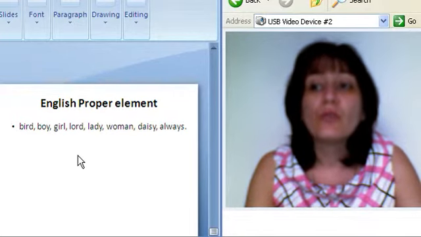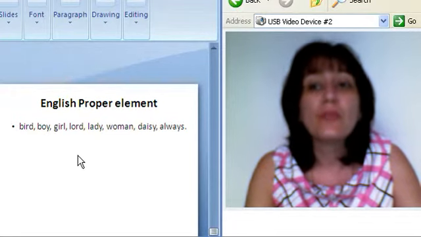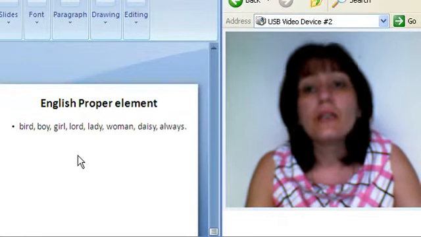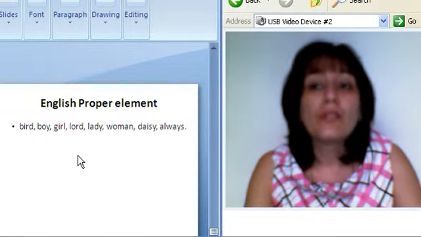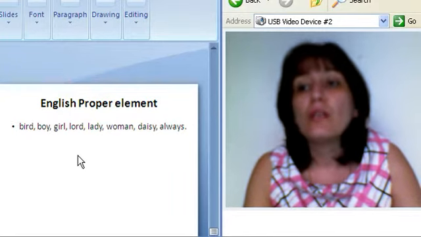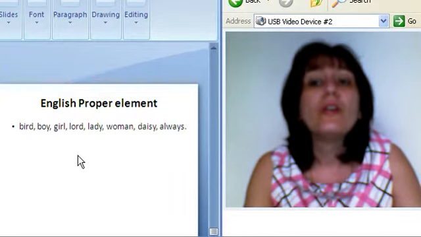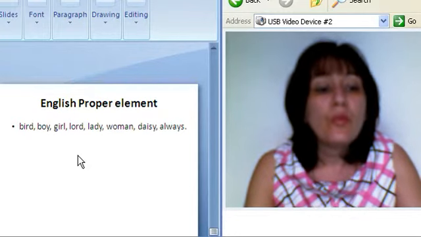For example, star, it is stella in Latin. Here are some examples of English proper words. These words stand quite alone, absolutely alone, in the vocabulary system of Indo-European languages. Bird, boy, girl, lord, lady, woman, daisy, always.